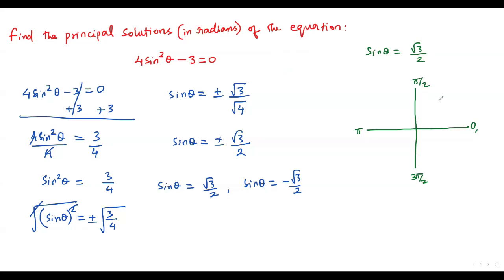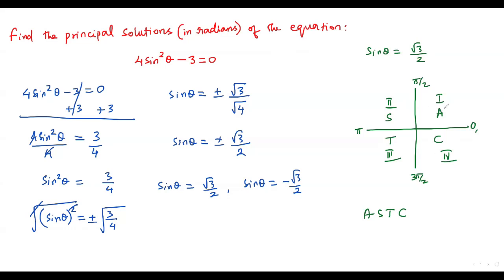Okay, so here this is the first quadrant, this is the second quadrant, this is the third quadrant and this is the fourth quadrant. And now we can consider the ASTC concept. That is, ASTC means A in the first quadrant, S in the second quadrant, T in the third quadrant and C in the fourth quadrant. You can remember this ASTC as all silver teacups or all students take calculus.